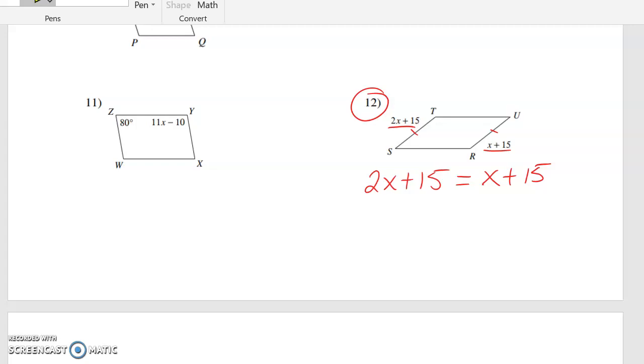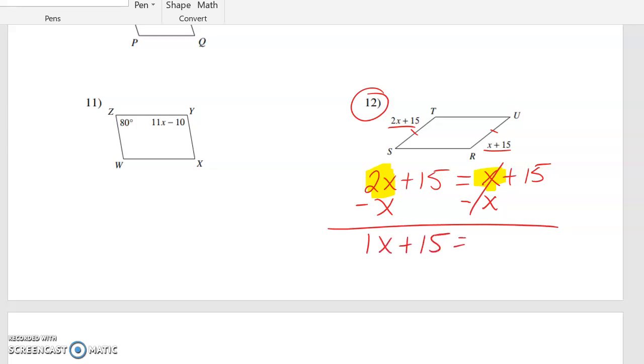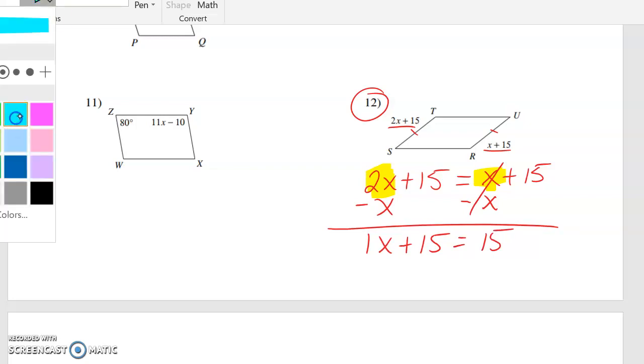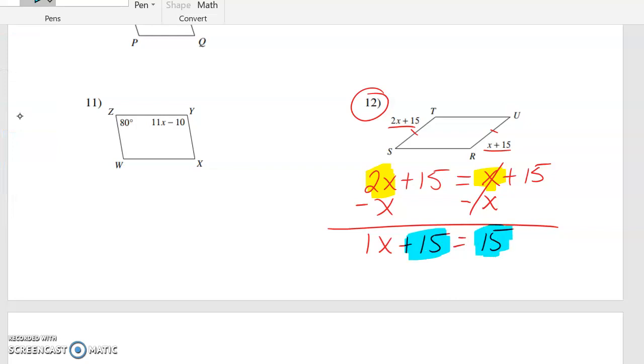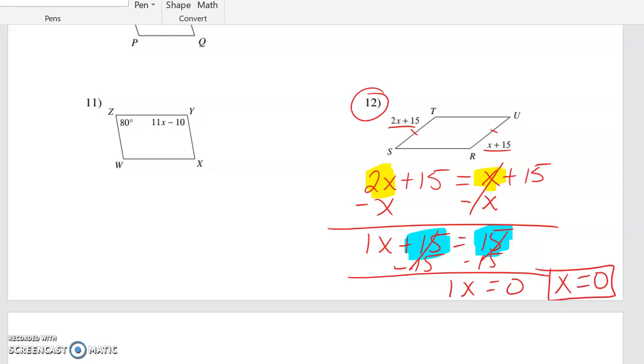All right, so when I have x on both sides of the equal sign, the first thing I want to do is get all of my variables on one side and all of my numbers on the other. So I'm going to start by subtracting my x over to the right side of my equation. That gives me 1x plus 15 is equal to 15. All right, and then I want to get all my numbers on the other side. So I want to bring this positive 15 over to the other side, and in order to do that, I need to subtract it. So then I'm left with 1x is equal to 0, which just means x is equal to 0. Okay, and then I'm done.